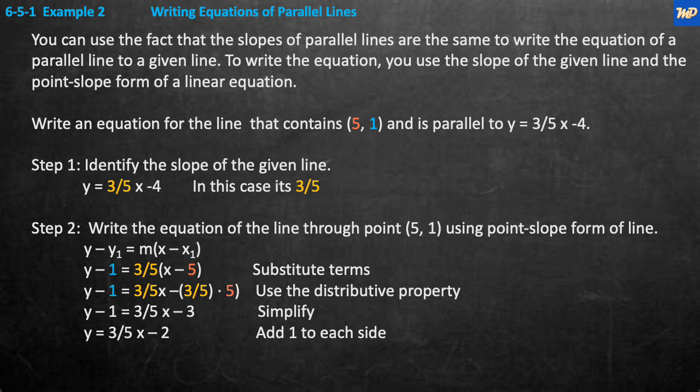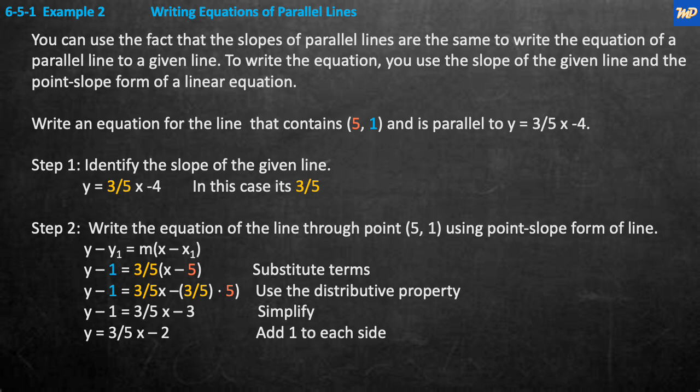Okay, example 2, writing equations of parallel lines. So let's read what it has to say here. It says, you can use the fact that the slopes of parallel lines are the same to write the equation of a parallel line to a given line. To write the equation, use the slope of the given line and the point that we're looking for, right, to form the new linear equation. So first we're going to end up finding the slope, of course.